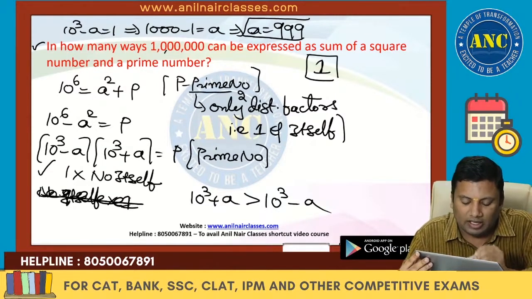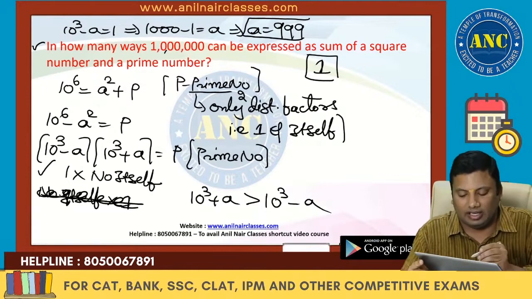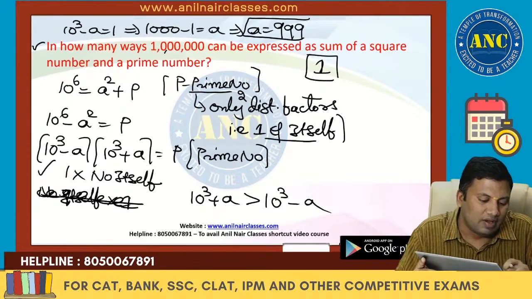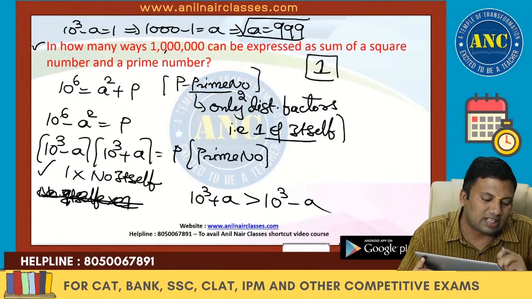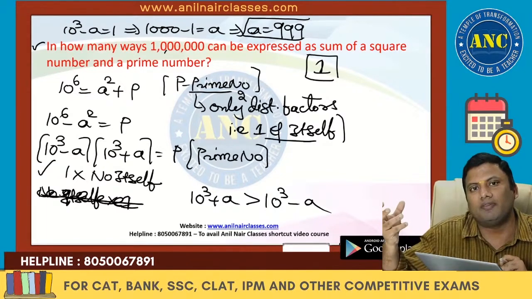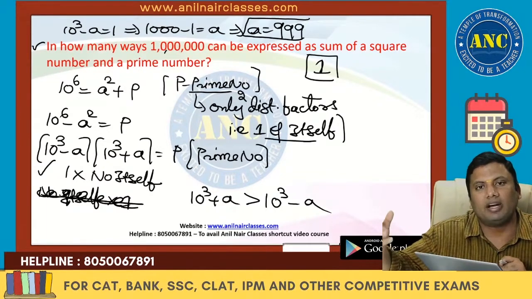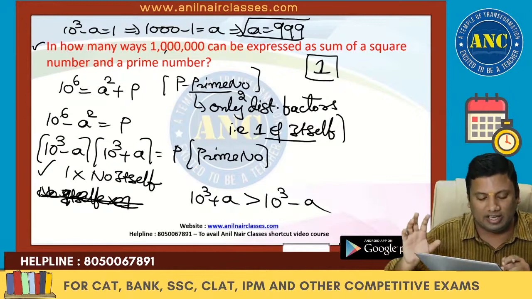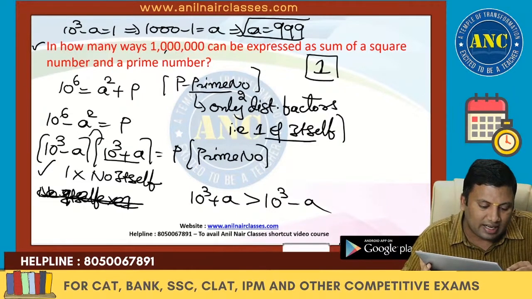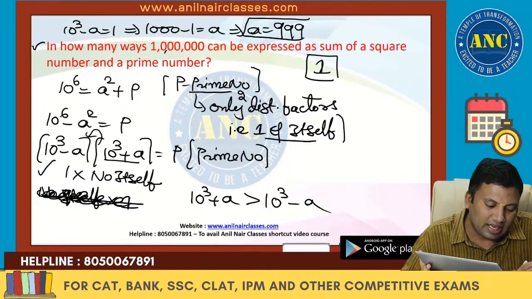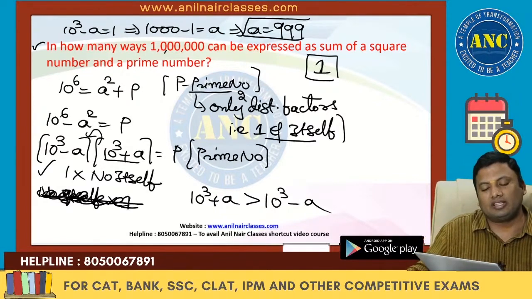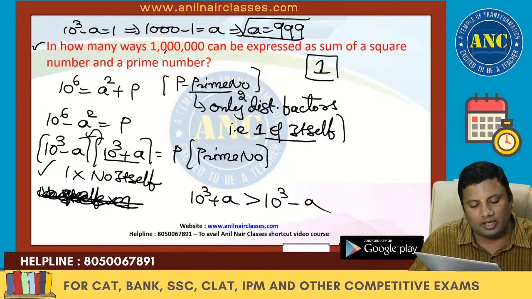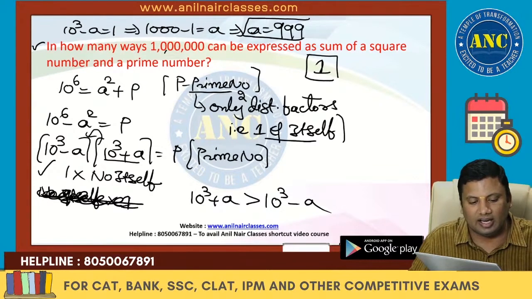A prime number has got only 2 distinct factors, that is 1 and itself. 1 into number itself, or number itself into 1. That means 1 I am giving to 10 cube plus a, and number itself I am giving to 10 cube minus a. Second part is definitely greater than the first part, so the second case will not come. 10 cube minus a is 1. So 1000 minus 1 is a, which is 999.